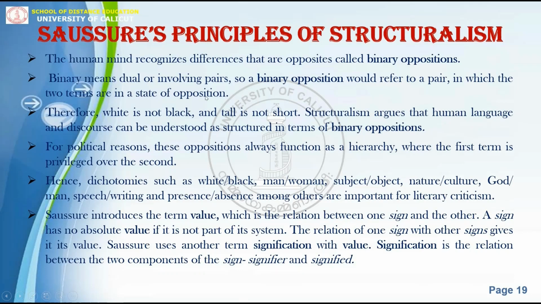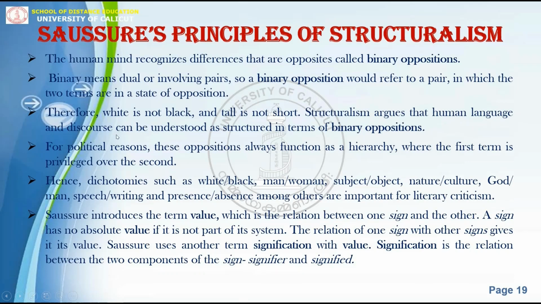Binary means dual or two or involving pairs. So a binary opposition would refer to a pair in which the two terms are in a state of opposition. For example, black and white, big and small, tall and short, etc. Now, therefore, white is not black, tall is not short. All these are binary oppositions.